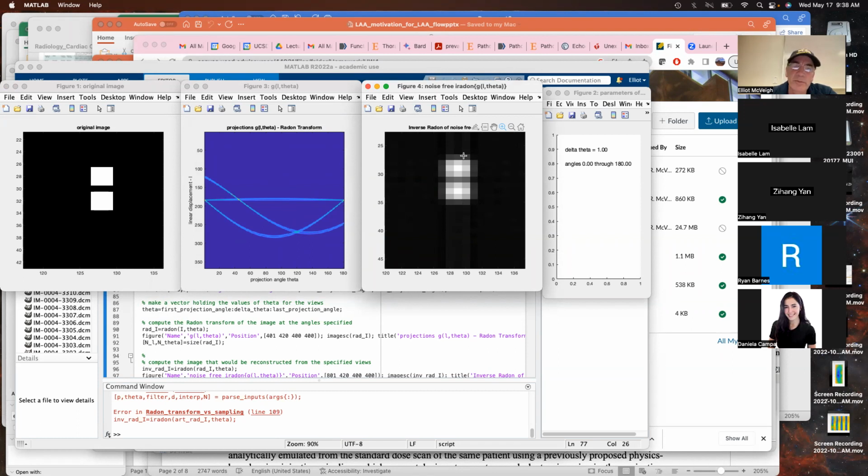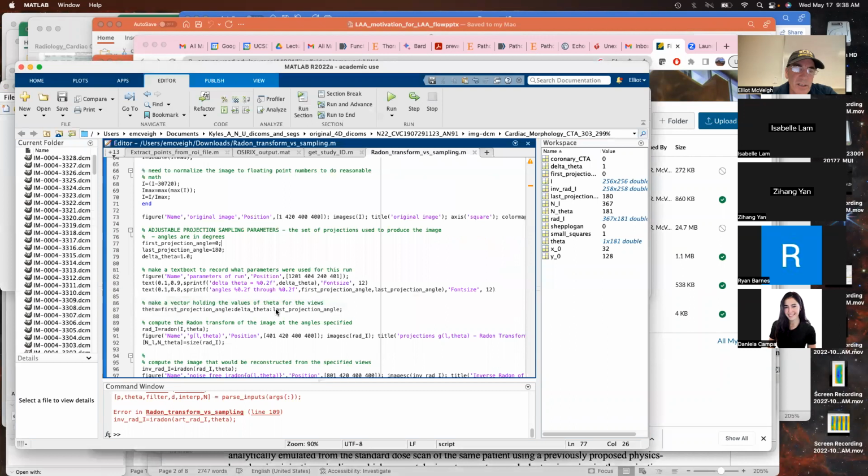Now, what we can do is look at this structure as we change our sampling. So let's change our sampling. Let's see what happens if we go from 0 to 90. Say we do 1 degree projections, but only halfway round.